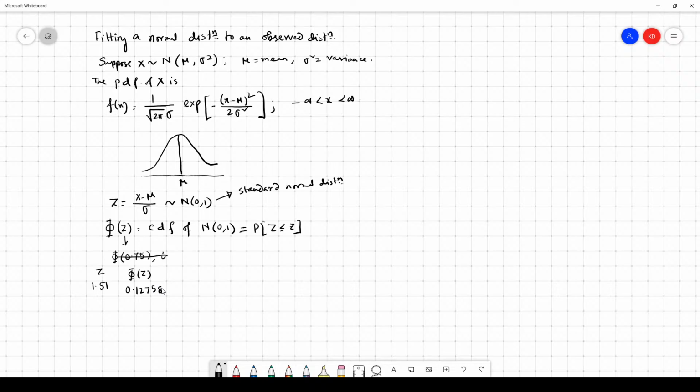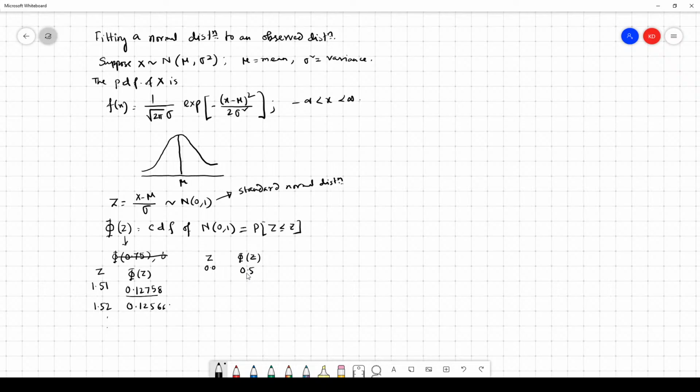is 0.12758, or this may be four decimal places. And for 1.52 it is 0.12566, etc. Generally, in the table, you see that z starts from 0.0, but z may be negative.